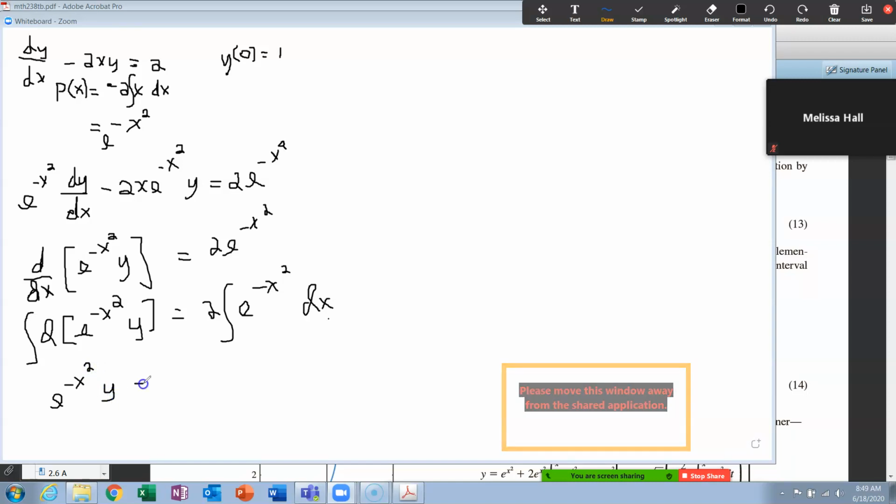That part was easy. It is equal to, now here comes the rub, 2 times this integral that is impossible to integrate. Absolutely impossible to integrate. It's a non-elementary function. There is no way you can integrate that. Okay.